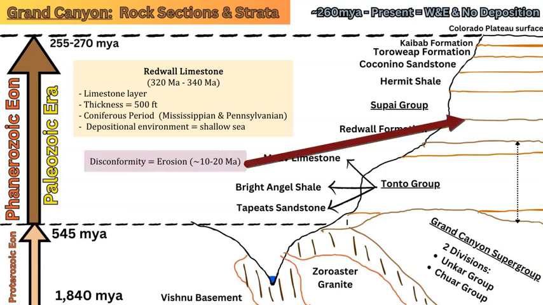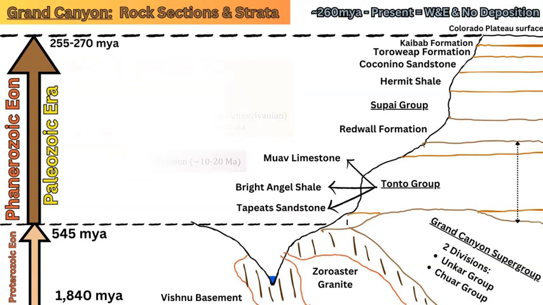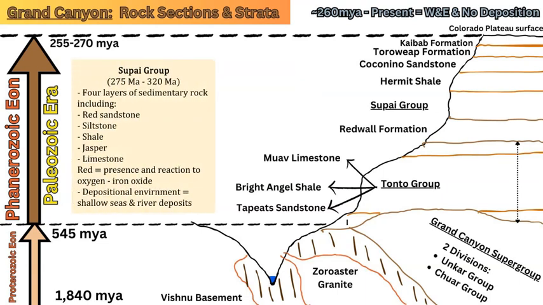Then we've got a period of uplift, another disconformity on top of the Redwall limestone. And then the next is the Supai group. The Supai group is a mixture of 4 layers dating between 275 million years ago and 320 million years ago. And this includes red sandstones, siltstones, shales, some jasper, which is some red chert, and some limestone. It's about 1,000 feet thick.